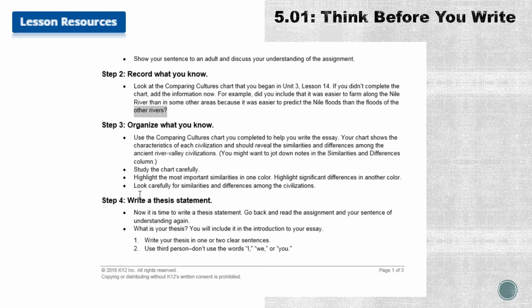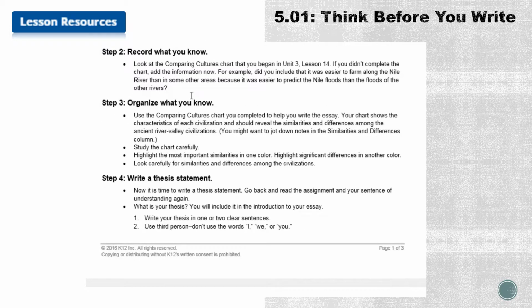All right, and then step 2, record what you know. So now you're going to look at the comparing cultures chart. You began this in Unit 3, Lesson 14. If you didn't complete that chart, you can do that now. Go back and fill in the other information on each of the civilizations. For example, did you include that it was easier to farm along the Nile River than in some other areas because it was easier to predict the Nile floods than the floods of the other rivers? You want to make sure that you have all of that information in your comparing cultures chart. We will review that chart as well, so bring some examples from that to class and we will share those.